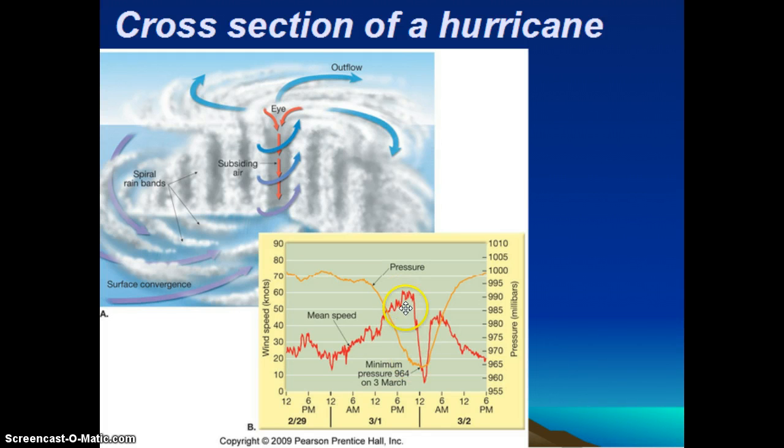So notice that there's a relationship here. They're inversely related: the lower the pressure, the greater the wind speed. So that's kind of what this graph is trying to indicate.